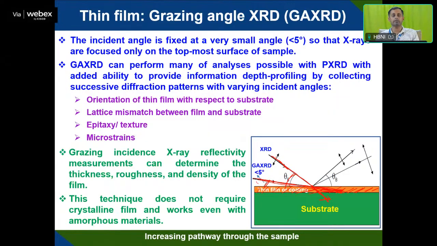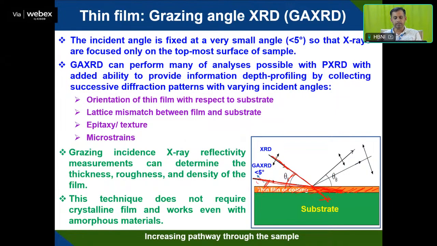You are able to find out the orientation of the thin film with respect to the substrate, and the lattice mismatch. You have a substrate and a film on that surface, and you can find out how the lattice mismatch happens at the interface, that is the interface characteristic, and the epitaxial structure growth, and how the strain is built up because of the thin film deposition on the substrate. Those pieces of information you can calculate, or find out, even by using X-ray reflectivity.